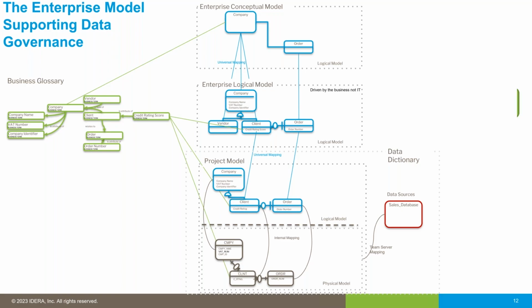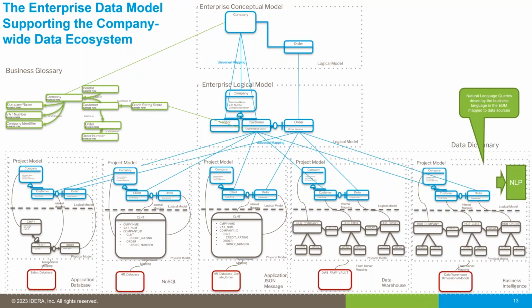Now, this is the last part of the presentation where you can actually see the enterprise data model supporting the company's wide data ecosystem. This is where all the magic happens. It starts off with the enterprise conceptual model at the very top, then diversifies into the logical and translates those by tying those business glossaries to those project models containing both the logical and physical, and finally converting them to those various application-centric scenarios.